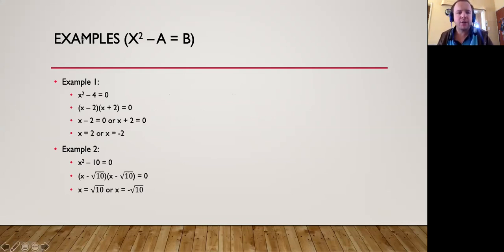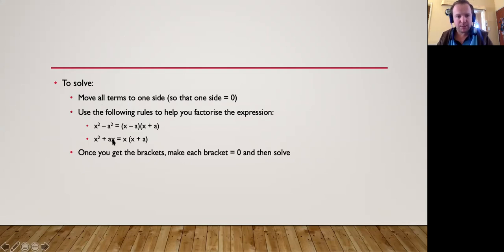Example 1. Now notice these first 2 examples are the type x squared minus a is equal to b. So now it's x squared minus a number equals the second number. All right. So for example, x squared minus 4 is equal to 0. Now, what happens is when you get these types of examples where it's x squared minus something, right? I'm going to go back a little bit. You're going to use this first rule to help you.